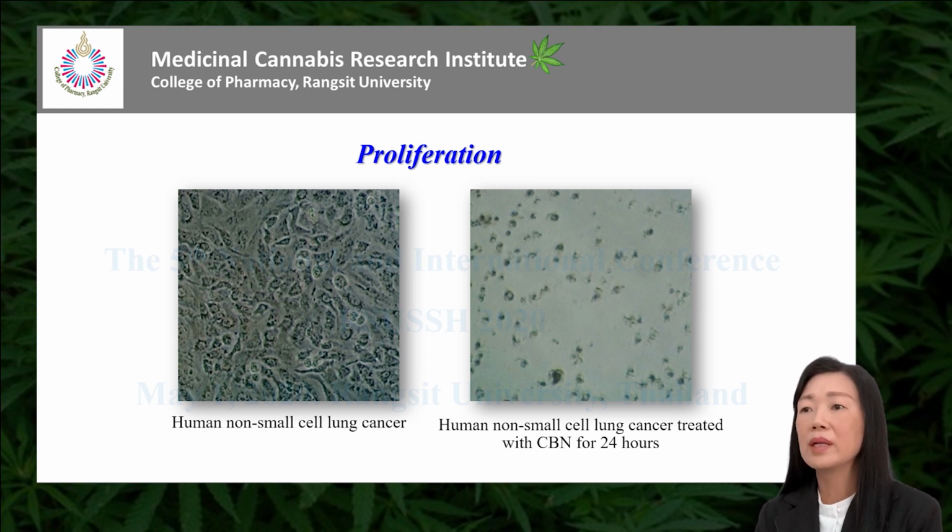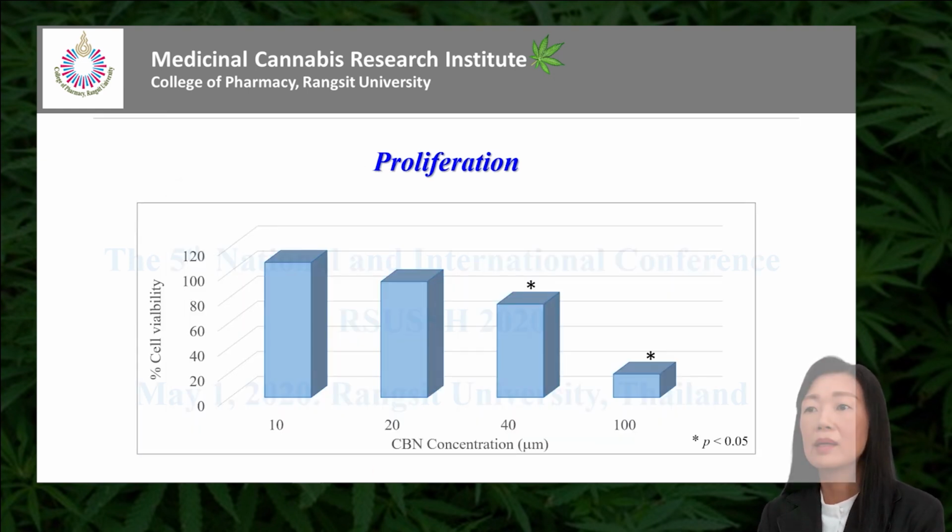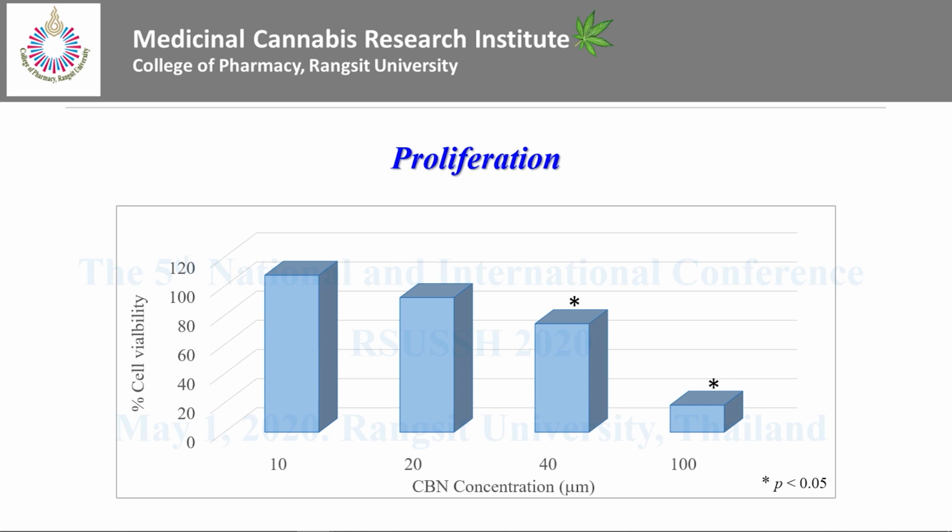Firstly, we evaluated the effects of CBN on lung cancer cell proliferation. Lung cancer cells were treated with CBN for 24 hours. This figure shows that lung cancer cells treated with CBN had a significantly reduced number of surviving cells after 24 hours compared to untreated cells. The results show that at high concentrations of CBN, from 40 to 100 micromolar, lung cancer cells were significantly inhibited in a dose-dependent manner.